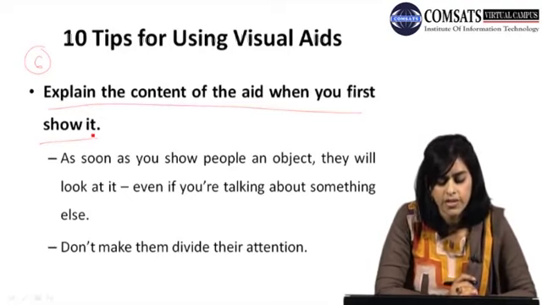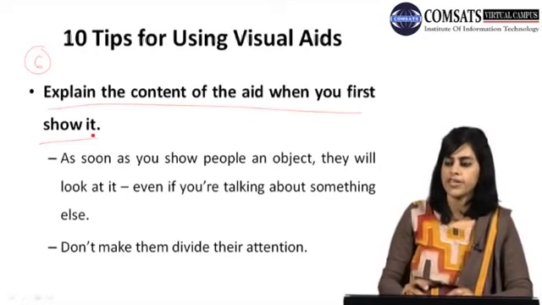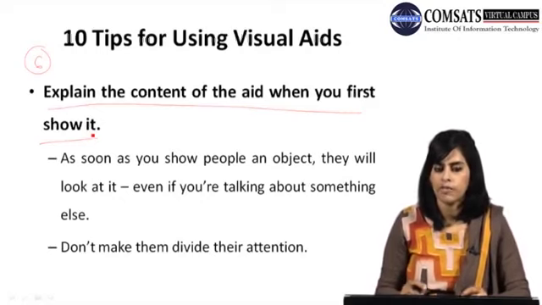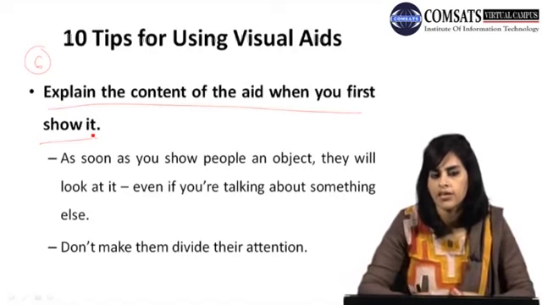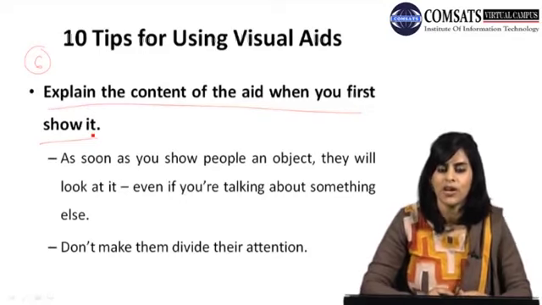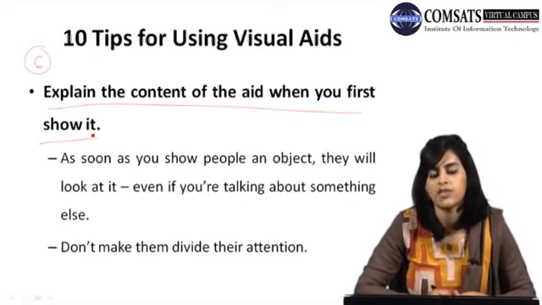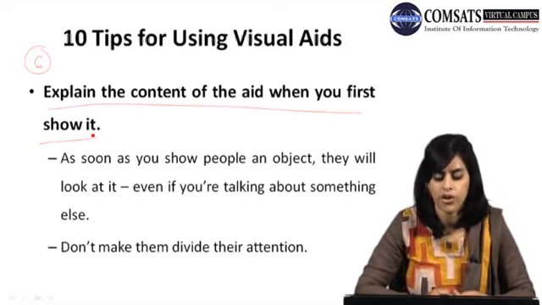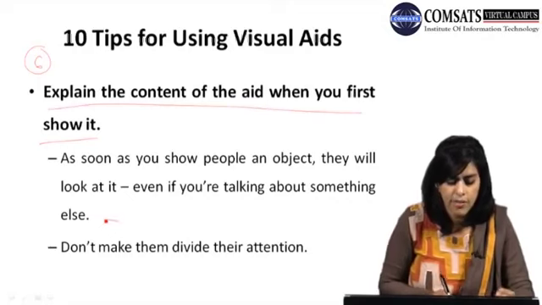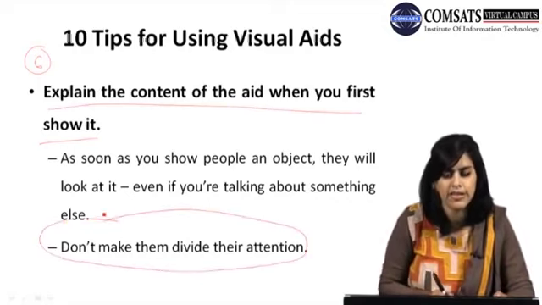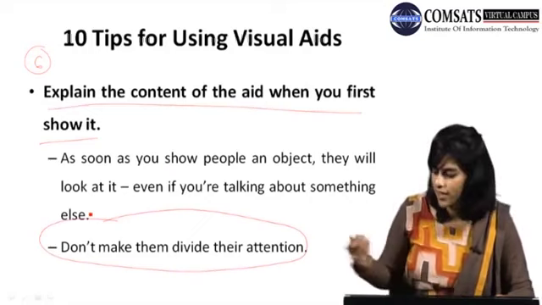As soon as you show people an object, they will look at it, even if you are talking about something else. So for example, while elaborating any other point, if you start picking up anything that you want to show to them and their attention moves towards it, try to make sure that you announce and explain the object first, and then display it or show it off to the people later. Don't make them divide their attention by showing them one object while you are talking about something else.